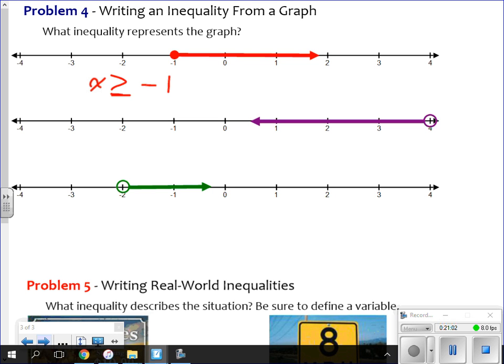Get the variable, get your number, and then you have to decide the relationship between them. So in the next one, I have x, and then what number do I have? 4. Dot on 4. Is x smaller than or larger than 4? X is smaller than. X is less than 4. Is it or equal to? No, I have an open dot. I don't have the extra line.